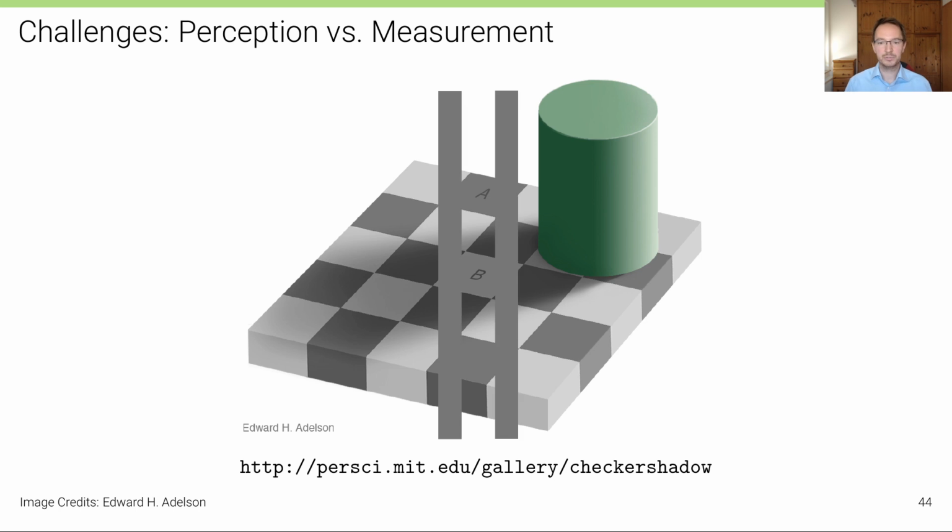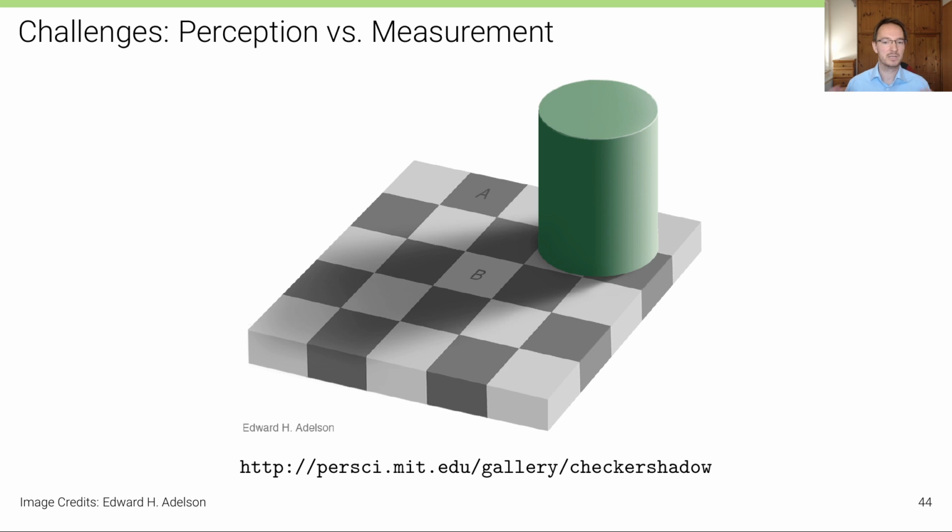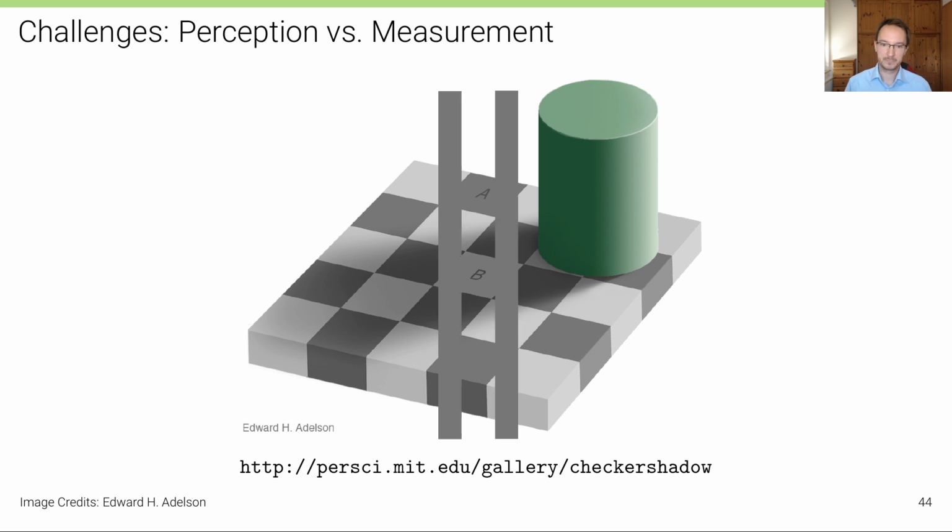If you put stripes of the same color next to the A and B fields, you will realize that they actually have exactly the same color. Right? So perception and measurement can be quite different. If I take a picture of this with a digital camera, the measurement says this has exactly the same gray value, despite you perceiving them very differently.